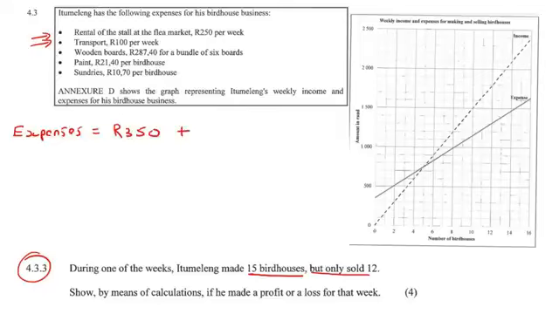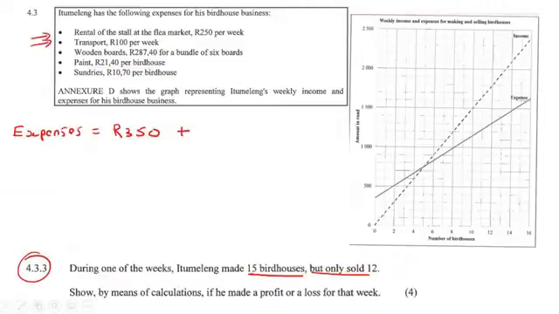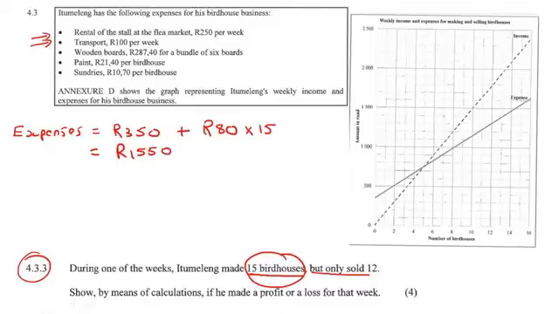Plus, can you remember in the previous question, we see that to make one birdhouse, it's 80 Rand. So how many birdhouses did he make? He made 15. So we can say 80 multiplied by 15. And so if you go calculate all of that, it's going to be 1,550 Rand. So that is what his expenses were for that week.